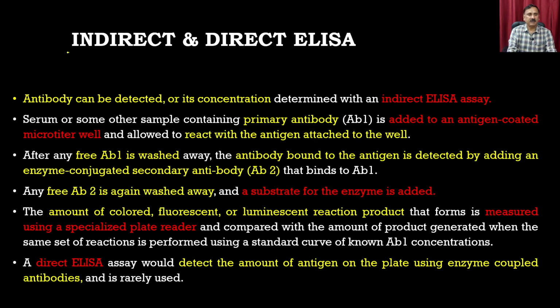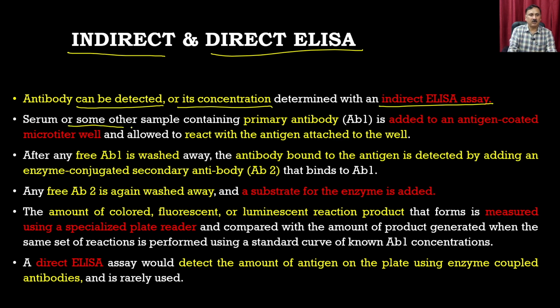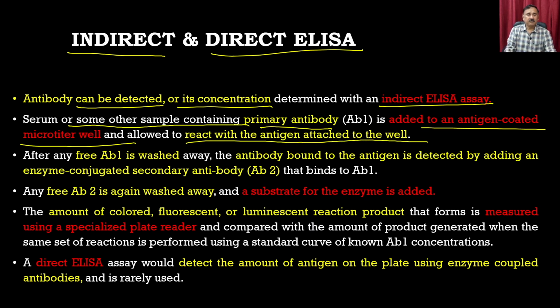So let's talk about the indirect and the direct ELISA. Antibody can be detected or its concentration determined with an indirect ELISA, right? Serum or other sample containing the primary antibody is added to an antigen-coated microtiter plate and allowed to react with the antigen attached to the well. Then you remove the free antibodies by washing, and then you put in the secondary antibody, which is coupled to the enzyme. The free antibody is again washed away and the substrate of the enzyme is added.